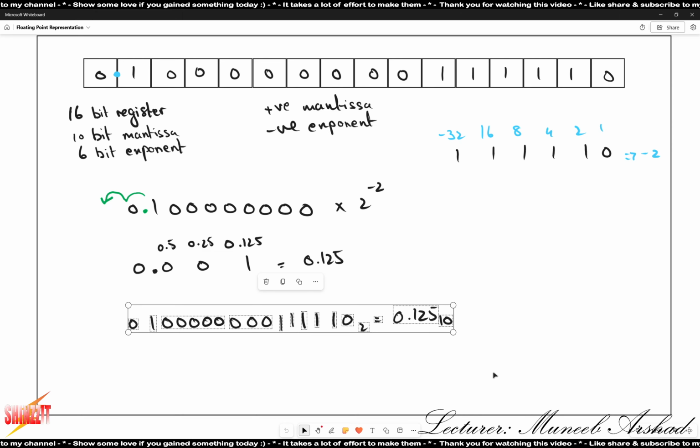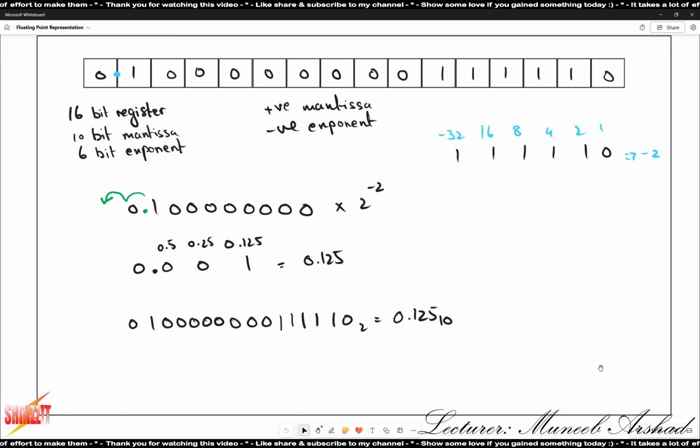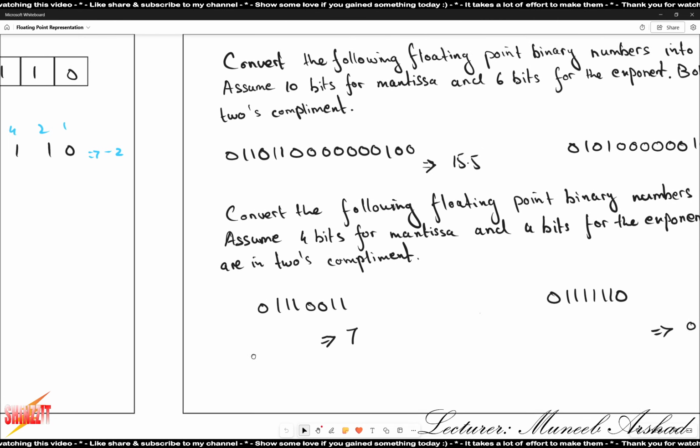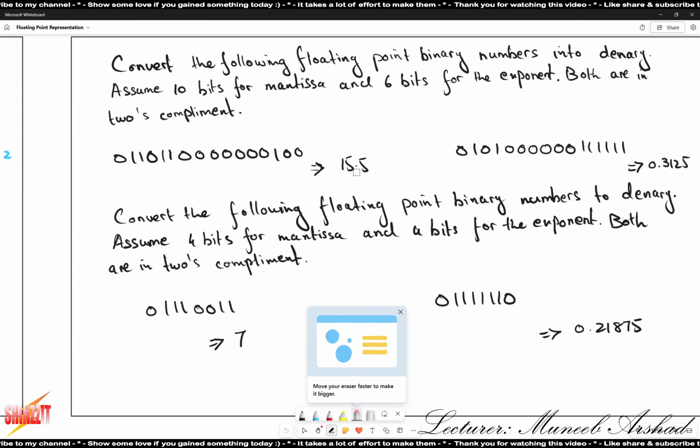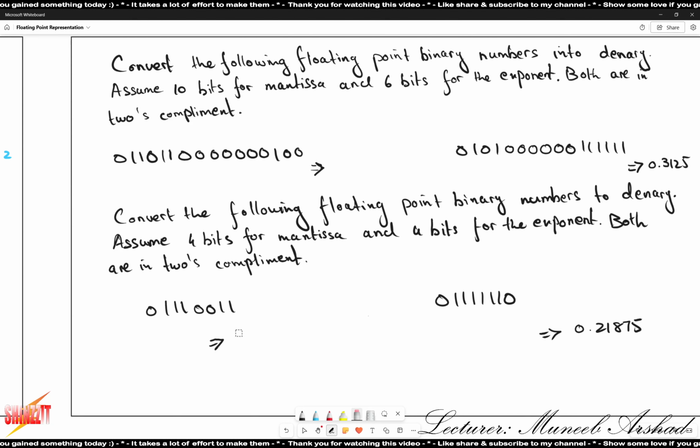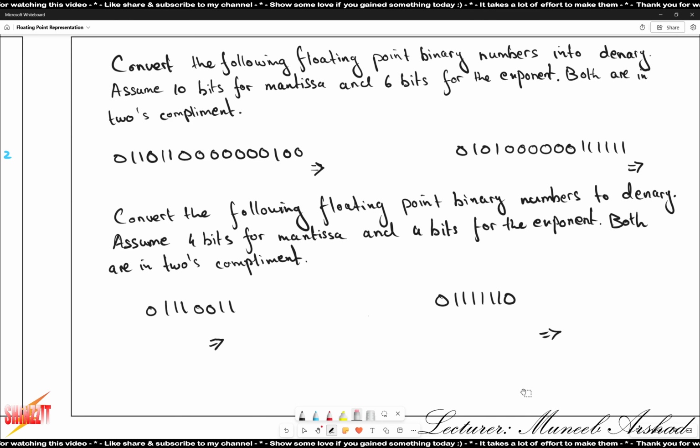Do we all get this? Simple है. ठीक है, आगे चले. If you have the pen and paper, try to solve these questions. Practice.